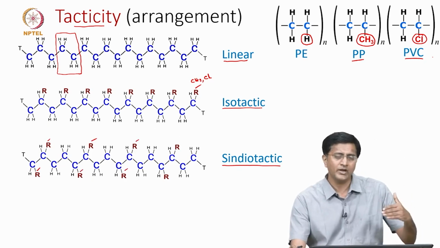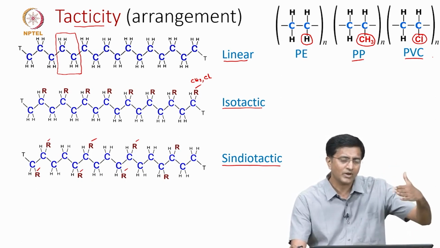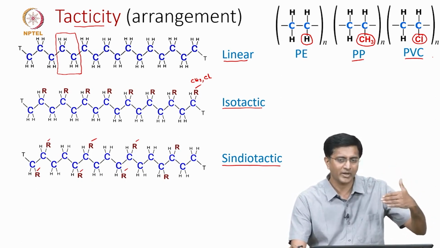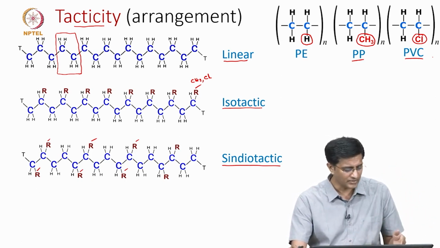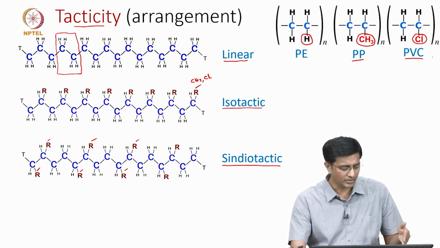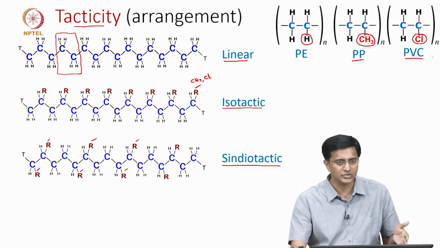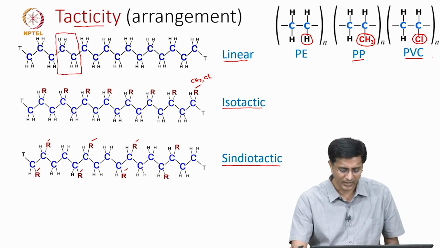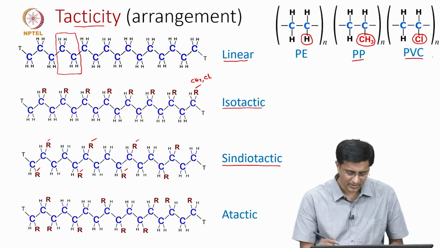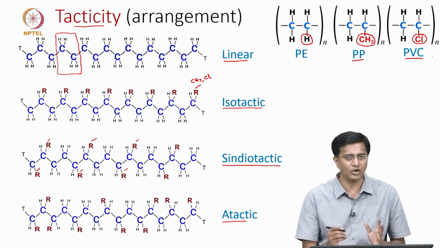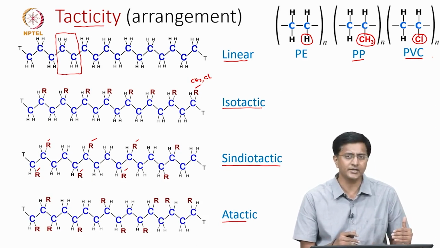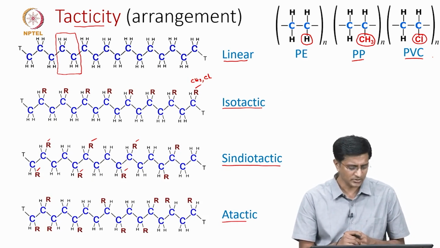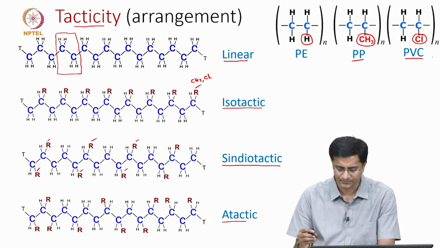Isotactic is when all the radicals are on one side of the carbon backbone, and syndiotactic is when alternatingly they are in a very systematic format, once to the bottom and once to the top of this carbon backbone. And the other extreme is atactic, which means there is no order. This radical can take either below or above at any position in this polymer chain.